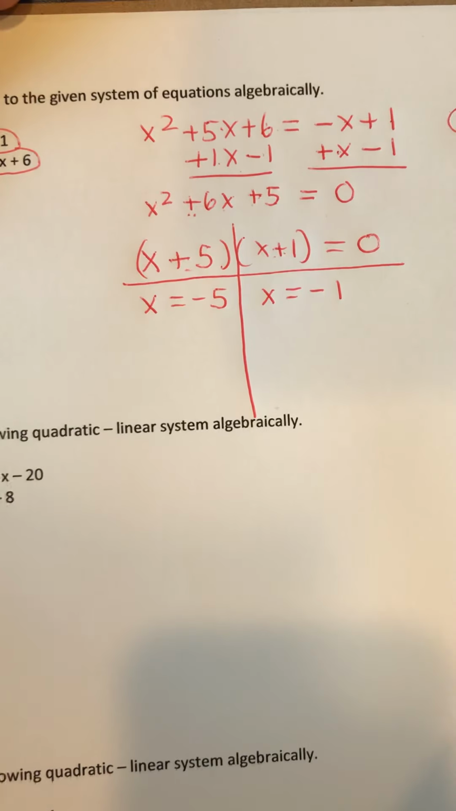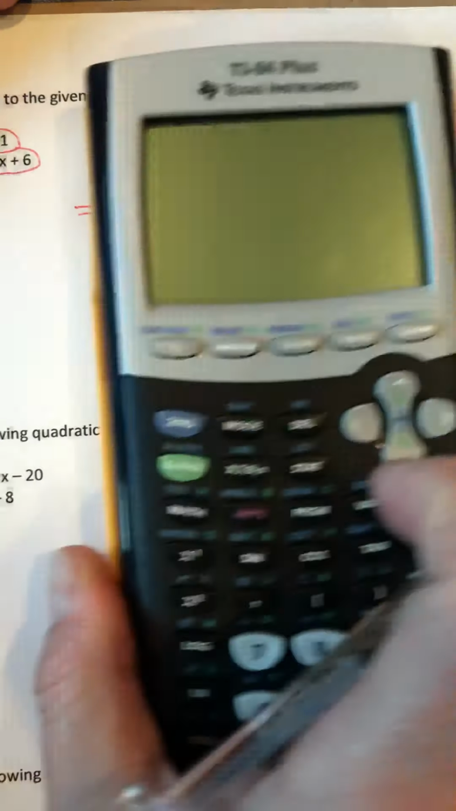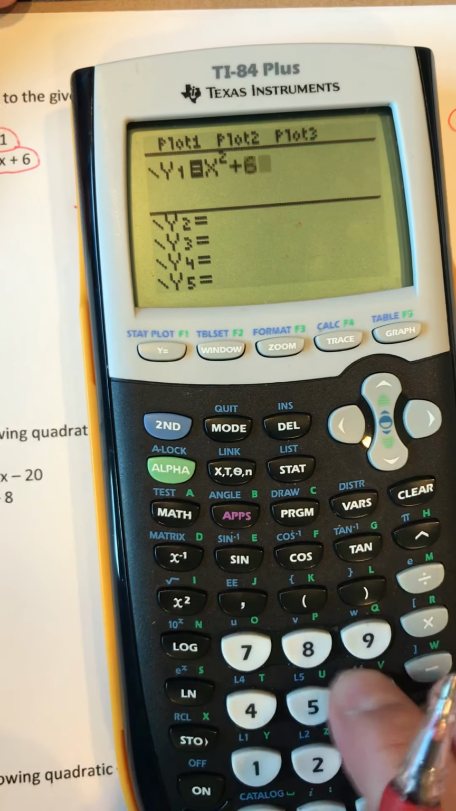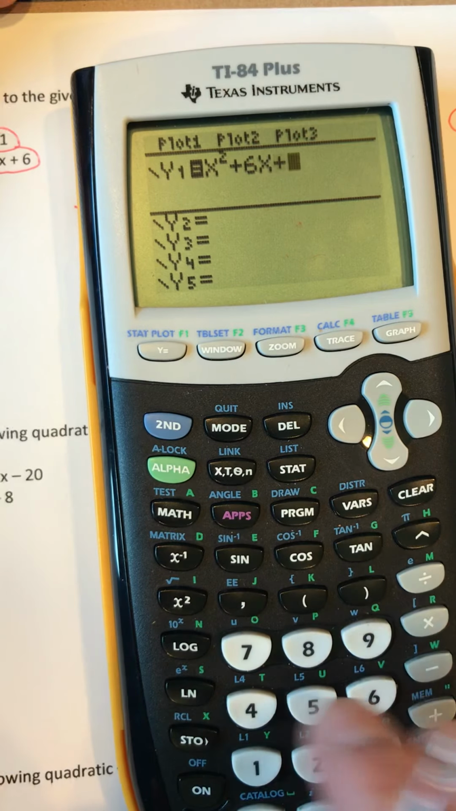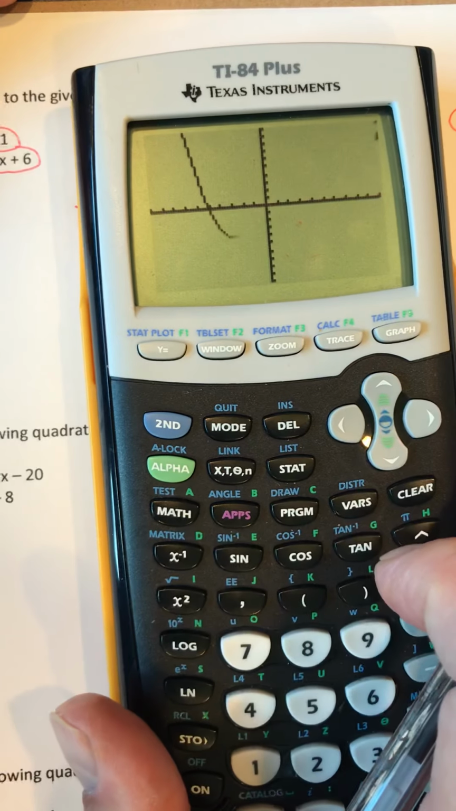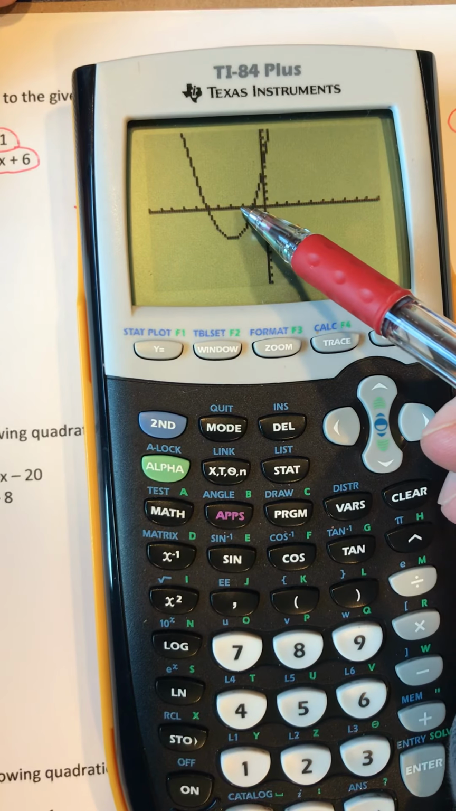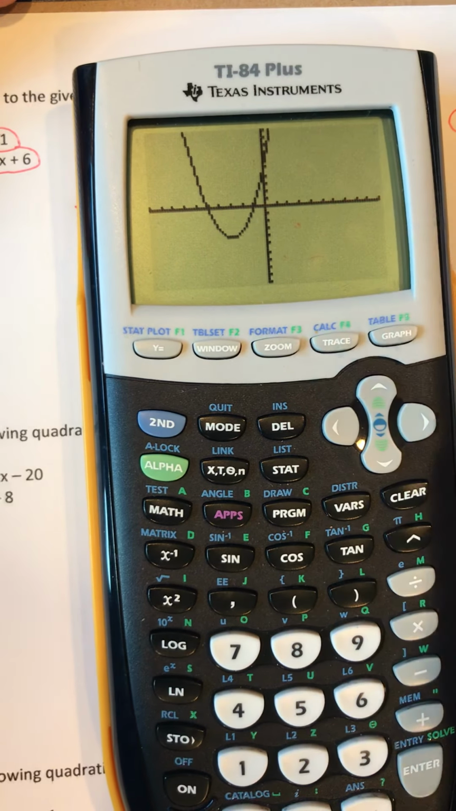And again, if you were not comfortable doing that, you go back to here, you plug in your equation, x squared plus 6x plus 5. Go to the graph, find your zeros. If you look, it's crossing at negative 1 and negative 5.